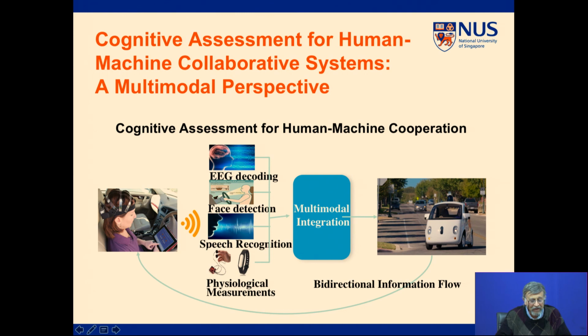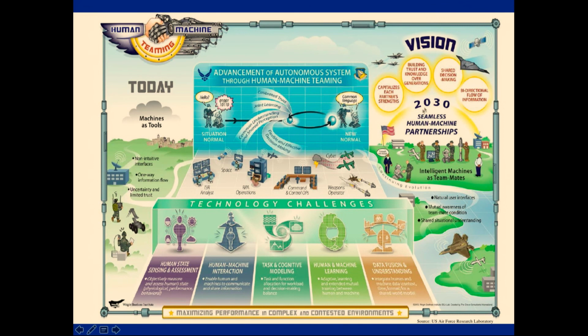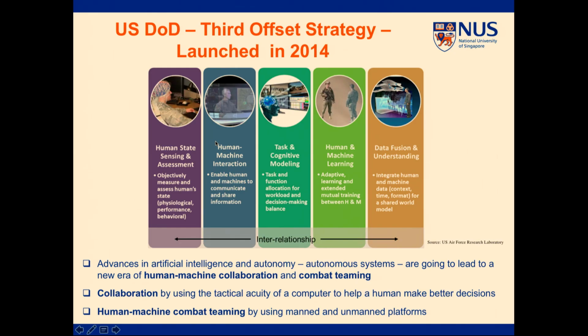So that means we'll have to figure out some cooperative tools. And that's coincidentally what Elon Musk was saying. He's saying they create a fused system, but at least we have to start with this collaborative tool. The U.S. Defense Department therefore created a lot of programs about seamless human-machine partnerships, human state sensing and assessment, human-machine interaction, cognitive modeling, human-machine learning, data fusion and understanding. A lot of this is very important, hot stuff. You can read about neural interfaces and shared something and whatnot. So big defense people are thinking about it, right?